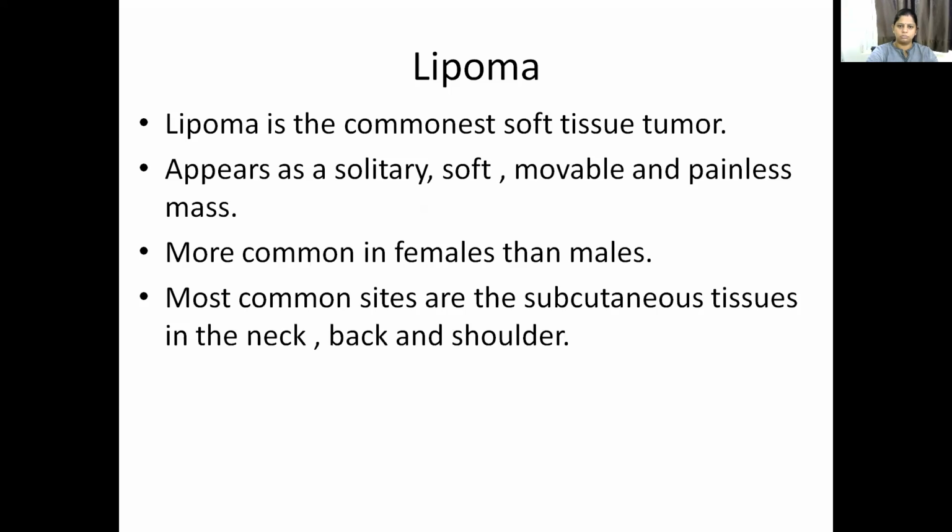Lipoma is usually more common in females than males. It occurs mostly in the subcutaneous tissue, so it presents as a subcutaneous swelling. Sometimes it can present even intramuscularly or intermuscularly, but the most common sites are the subcutaneous tissues in the neck, back, and shoulder.